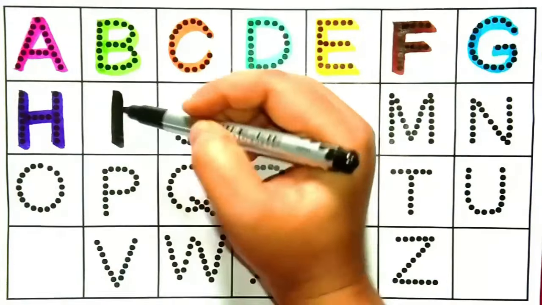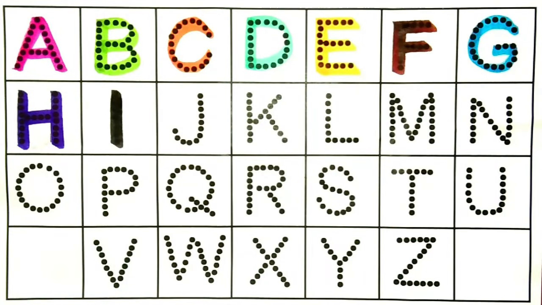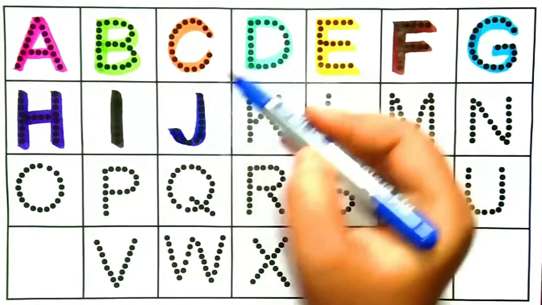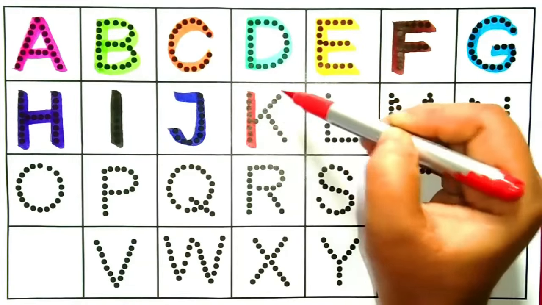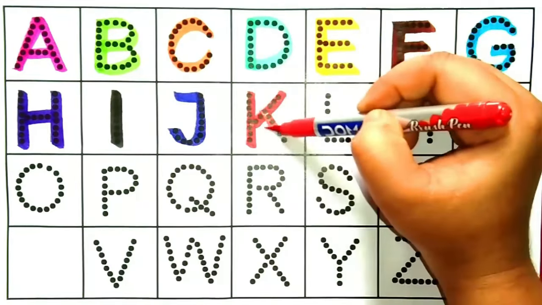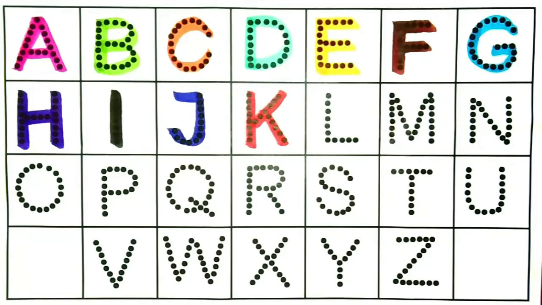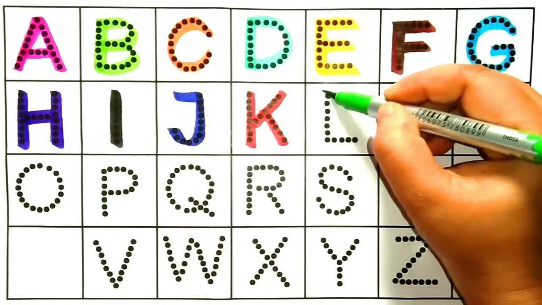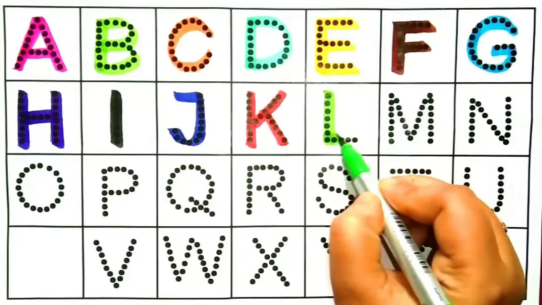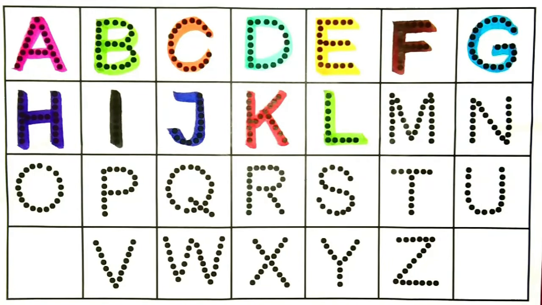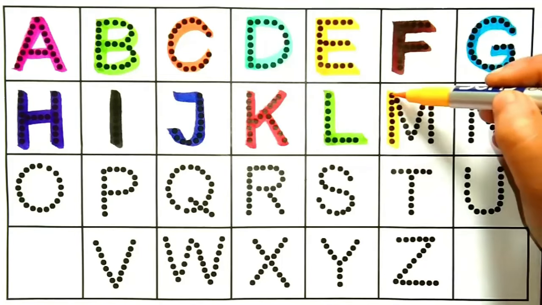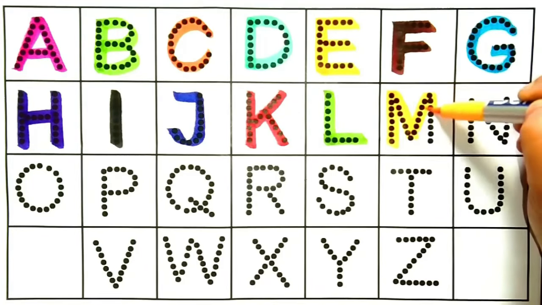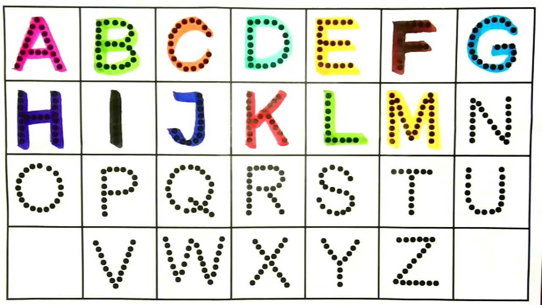I. I for ink. Ye hai I. J. J for jeep. K. K for kingfisher. Ye hai K. L. L for lemon. Ye hai L. M. M for monkey. Ye hai M.